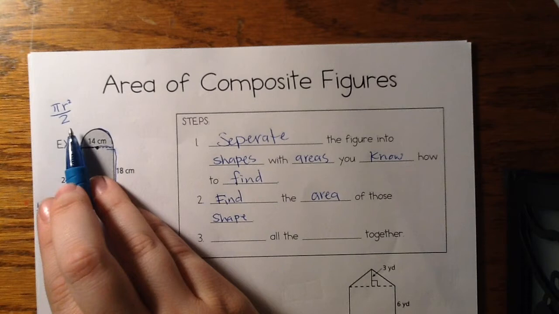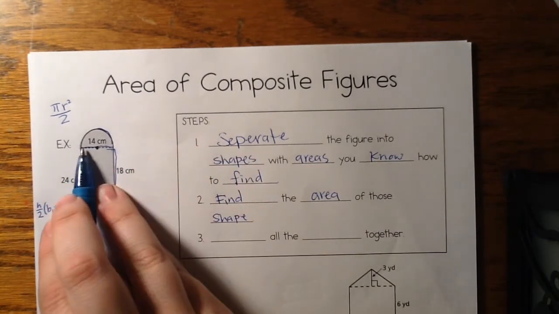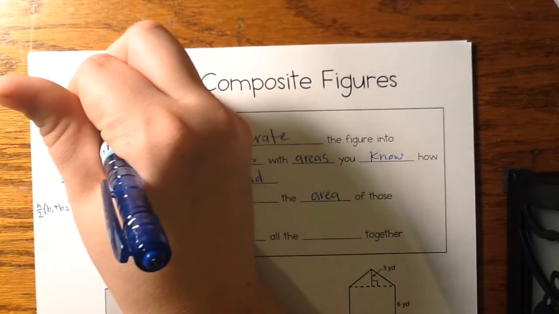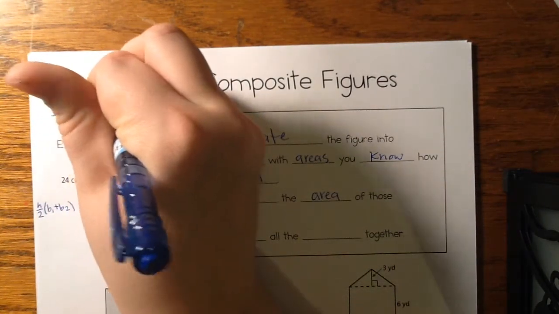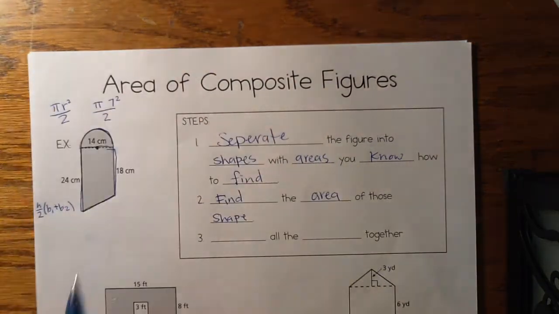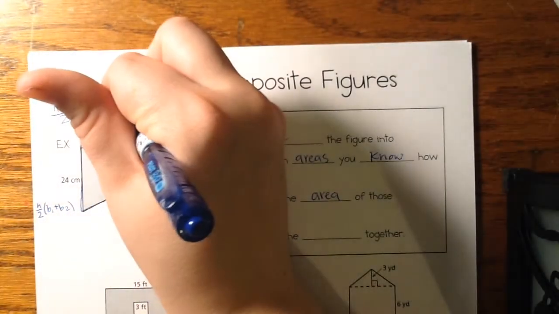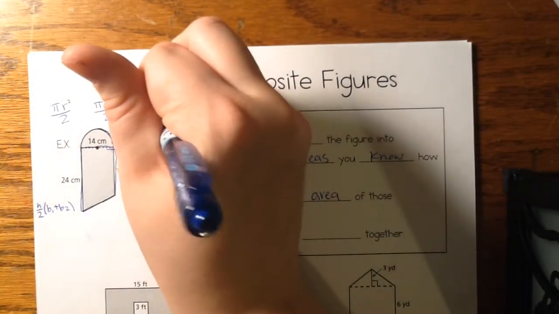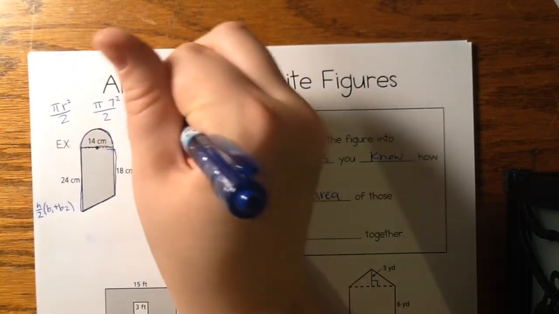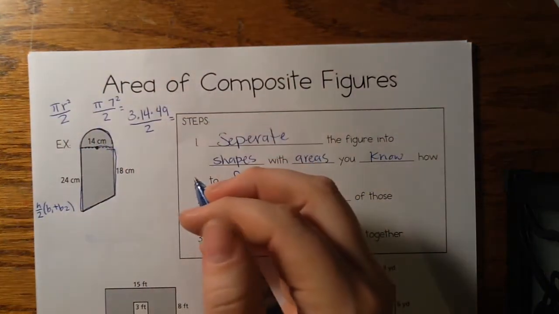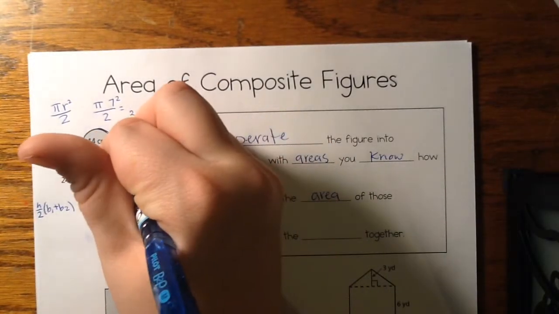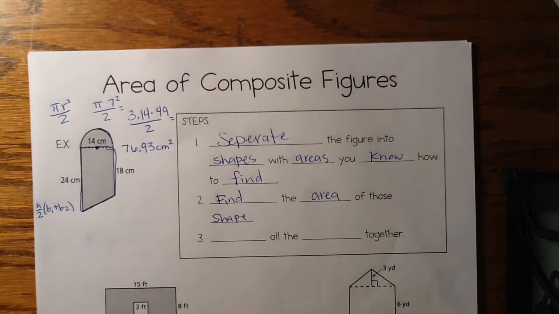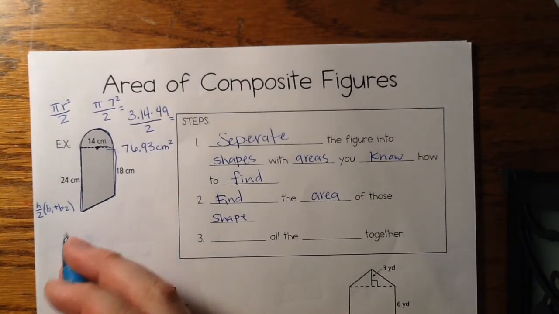So let's find our area for the semicircle first. We know our diameter is 14, so that must make our radius 7. So that gives us pi times 7 squared over 2. And we know that pi equals 3.14. 7 times 7 is 49, divided by 2. This gives us 76.93 centimeters squared. Perfect.